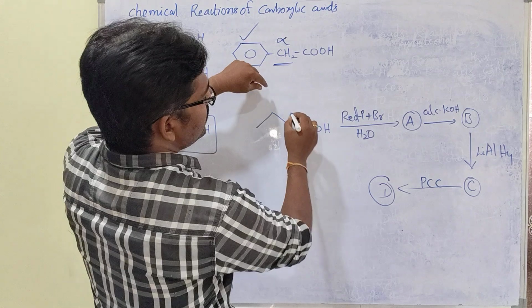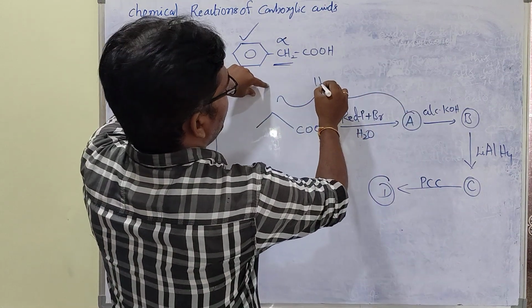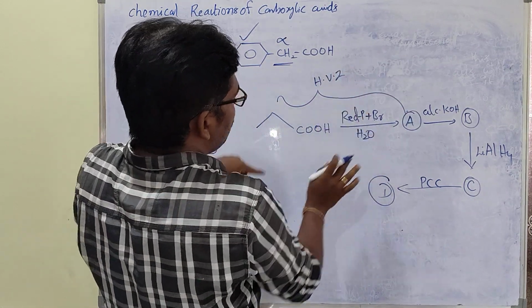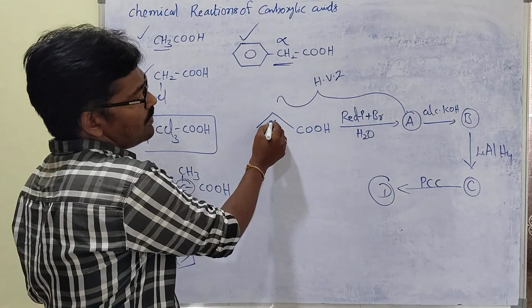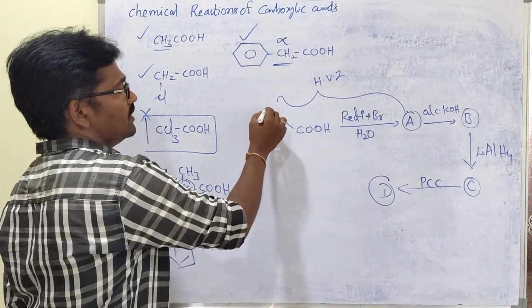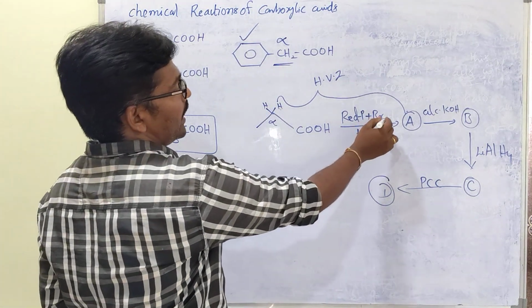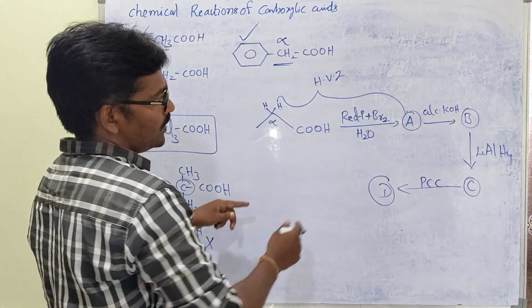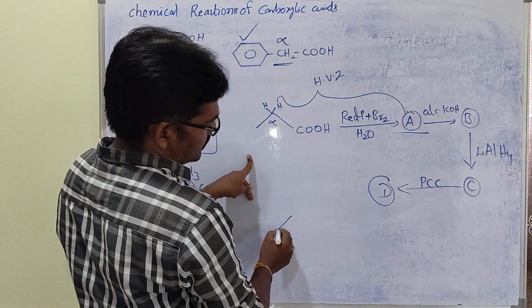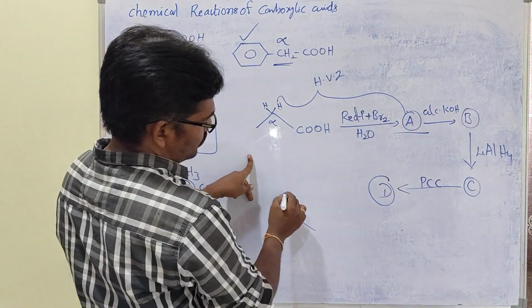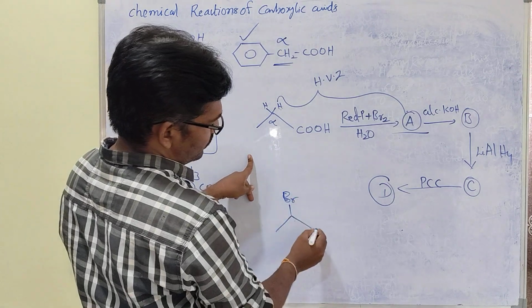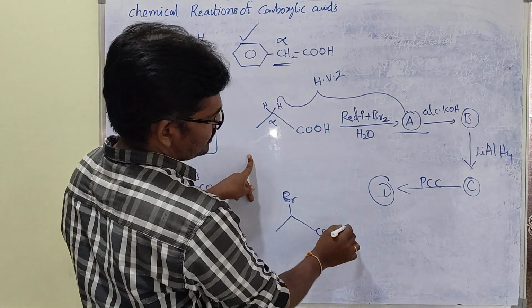Sir, first we know that this is the HVZ reaction. Is the HVZ reaction involved? Yes, because alpha hydrogen atoms are there. These are the alpha hydrogen atoms. One of the alpha hydrogen atoms is replaced by bromine. So A we can get is alpha-bromo carboxylic acid, like this.